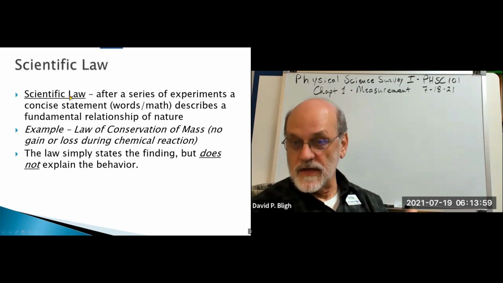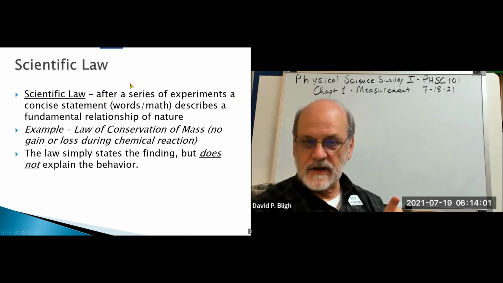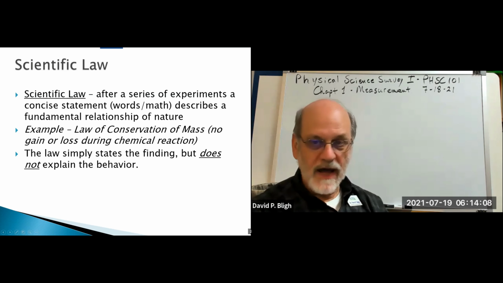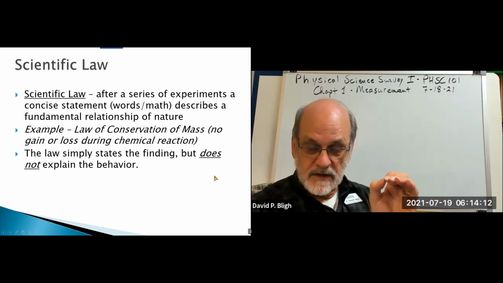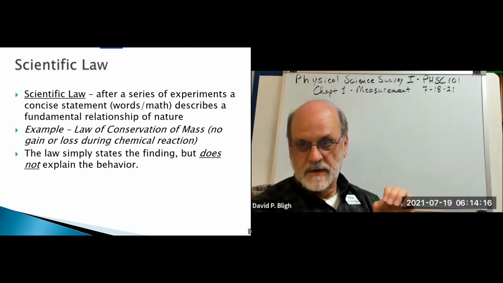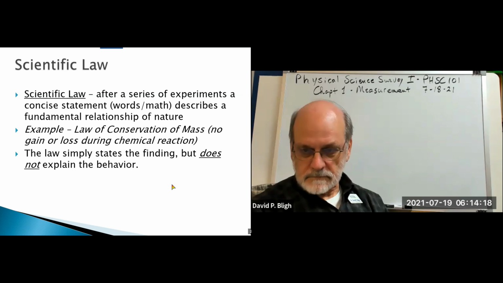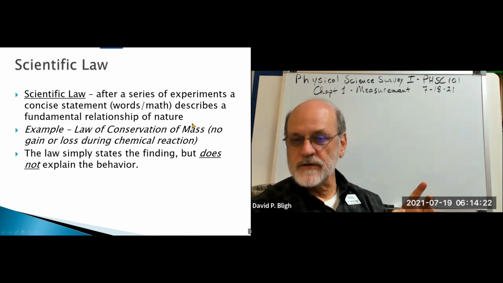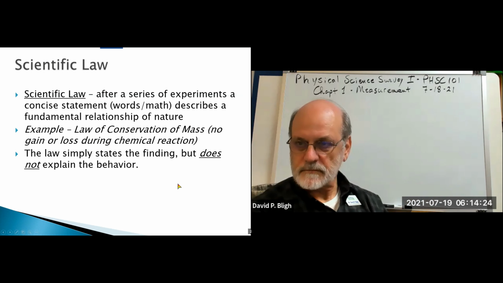Now here we have the law that I mentioned earlier. A scientific law is an explanation of what happens. It doesn't say why it happens. In other words, if you set the initial conditions, then the results are always the same. That is a law. For instance, the law of conservation of mass.